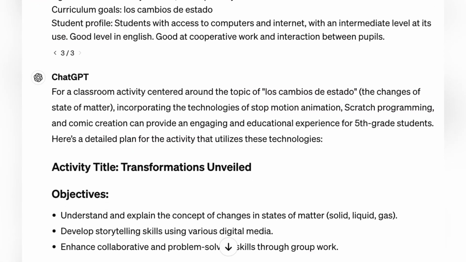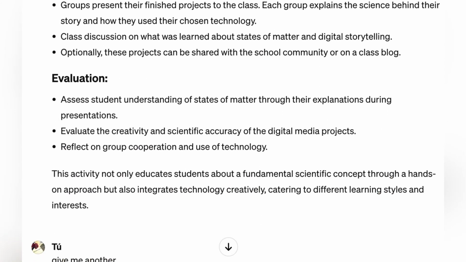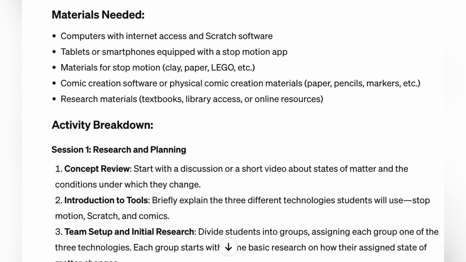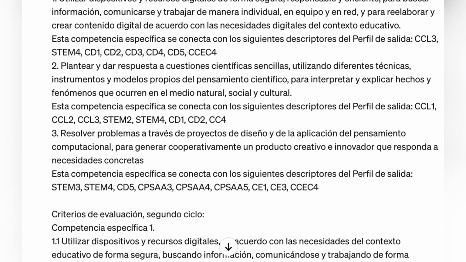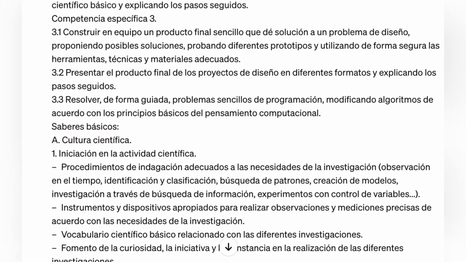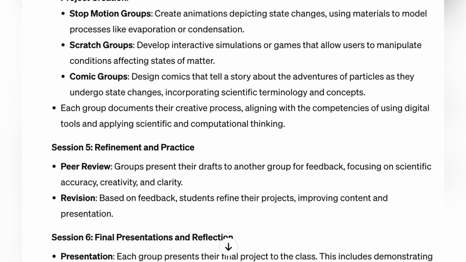To develop the classroom activity, we began asking artificial intelligence for some suggestions. In this case, we used ChatGPT. We gave it the curriculum goals, the student profile, and the student's age gap, and it gave us the following ideas. Once we got ChatGPT's answers, this would serve as the base to establish our own classroom activity.